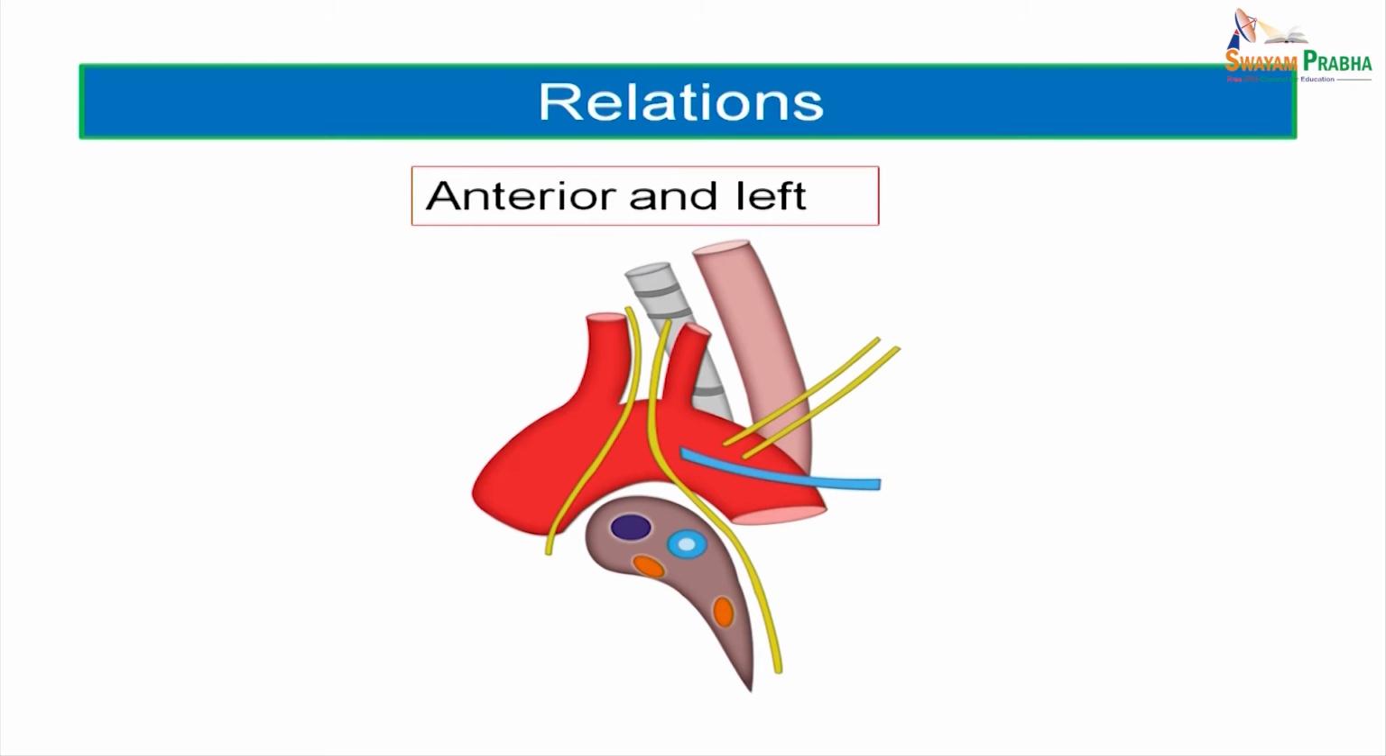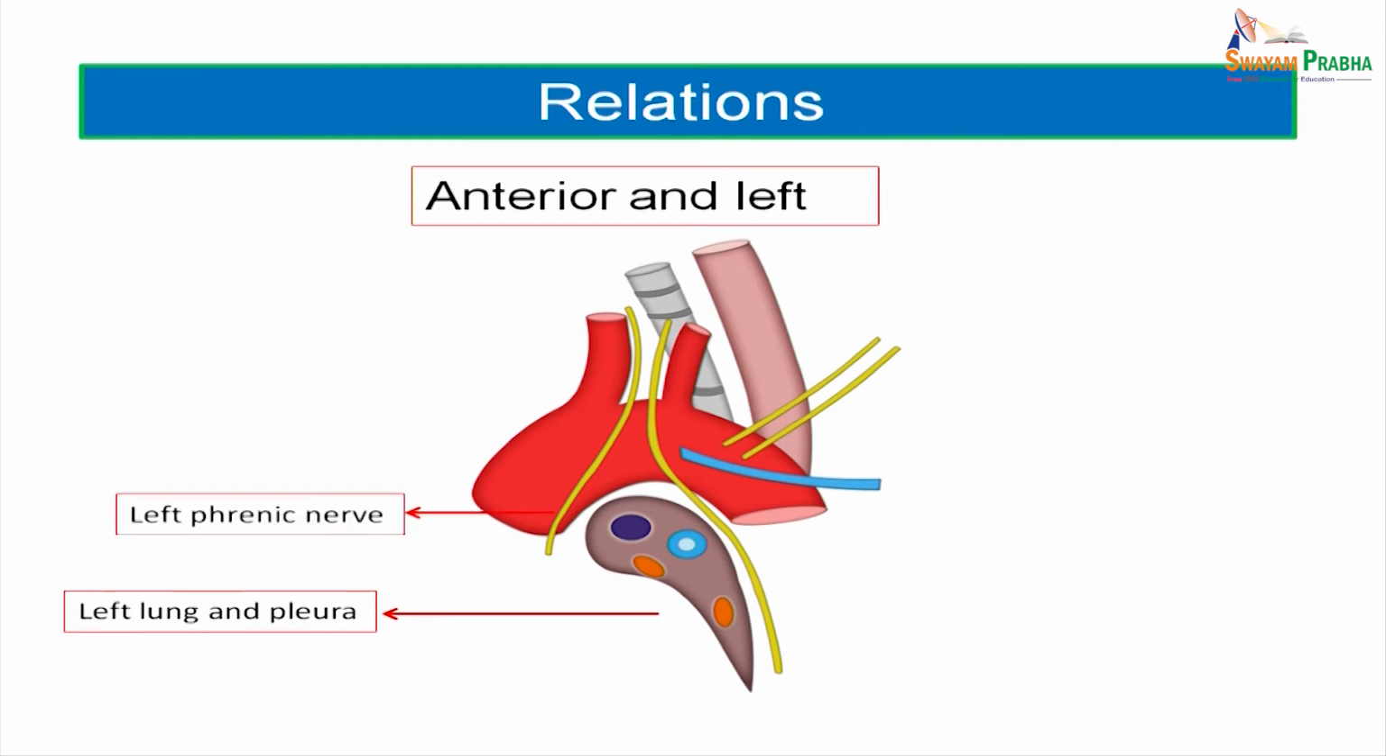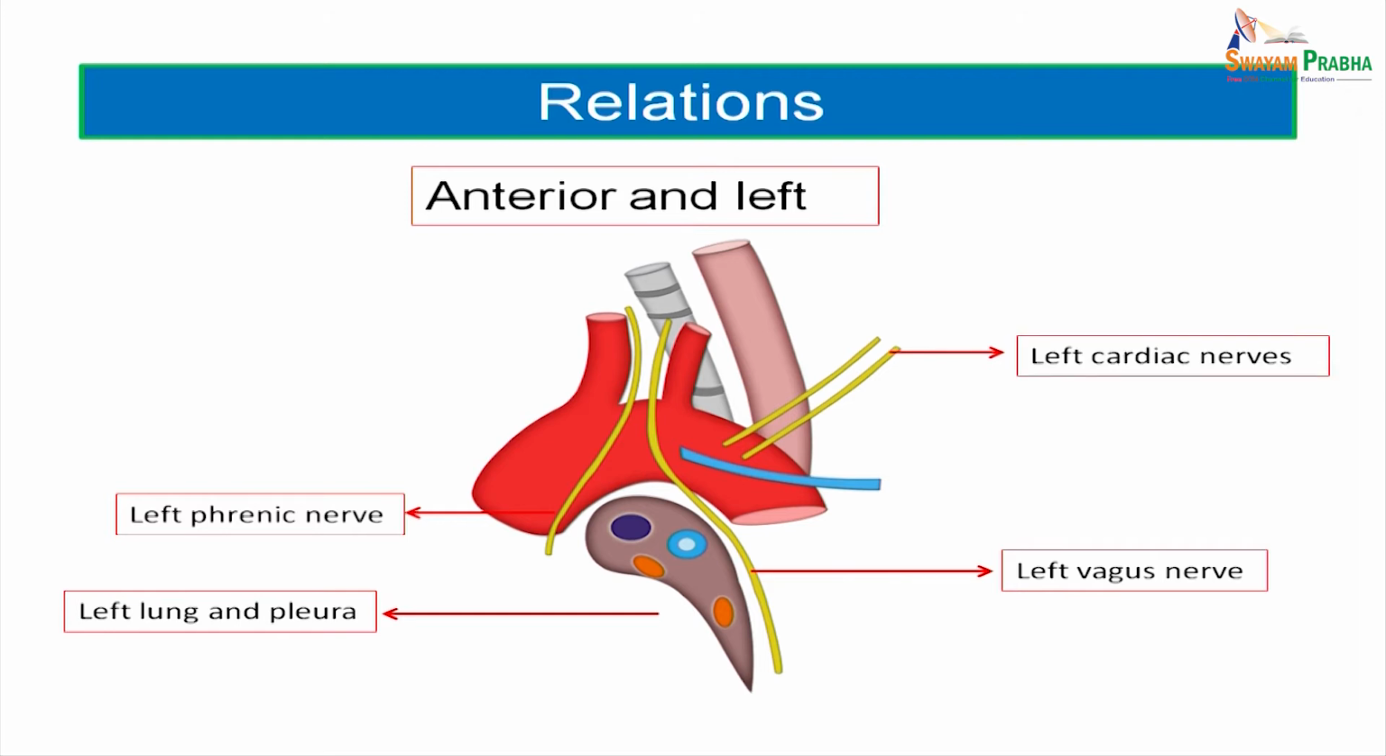So, these are the important relations on the anterior aspect and slightly to the left of the arch of aorta. So, to begin with, we have the left lung and pleura. Next, we have the left phrenic nerve. This side we have the left vagus nerve, the left cardiac nerves and the left superior intercostal vein. So, these are the structures which are related anteriorly.